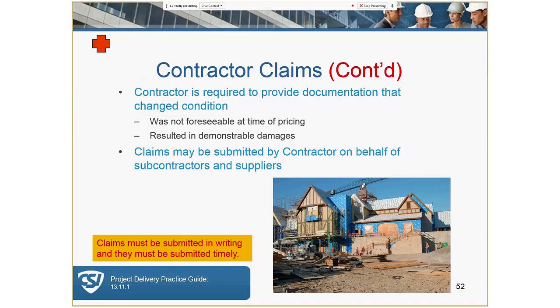When a claim is submitted, proper documentation needs to be submitted with that claim to support the claim. This might include climatological data if there's a claim for rain delays or other supporting information, as well as a detailed cost estimate for the net difference in cost. Again, claims do not have to originate with the contractor. They may originate from a supplier or a subcontractor.